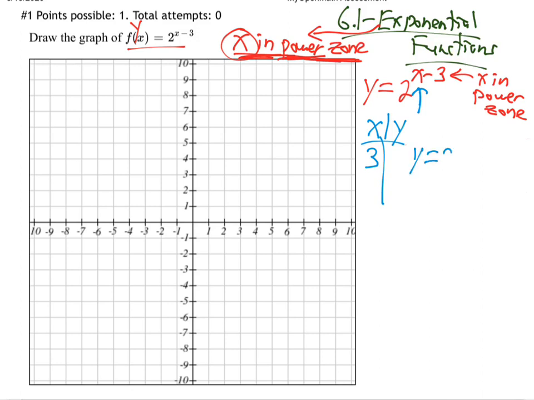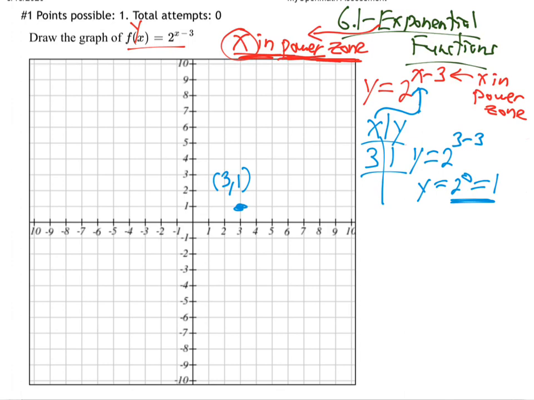So y will equal 2 to the 3 minus 3. I plugged in 3 for x, and so that's 2 to the 0. And what is anything to the 0 power? Do you remember? Anything to the 0 power is 1. That's an important fact to remember. So there we go, that's the point over 3, up 1. There's the dot. That's one of the dots on the exponential function because it makes it true.